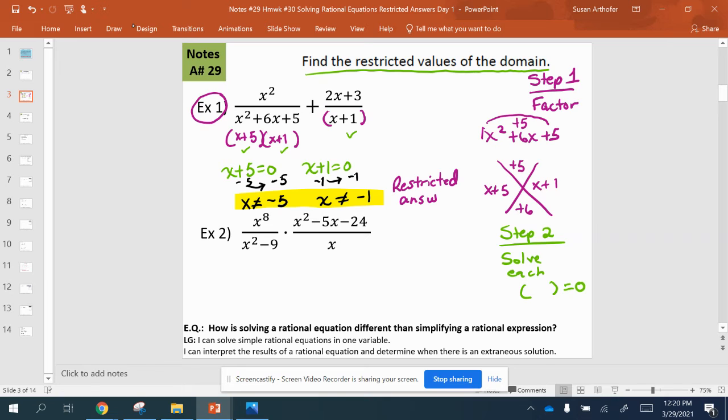And you'll understand that more on Wednesday when we actually solve. This will be one of the steps that you're going to need to do. When we start solving these, you'll understand why we're finding those restricted answers. Okay, let's do the next one. Remember, the first step is to factor. So write down example number 2, please.